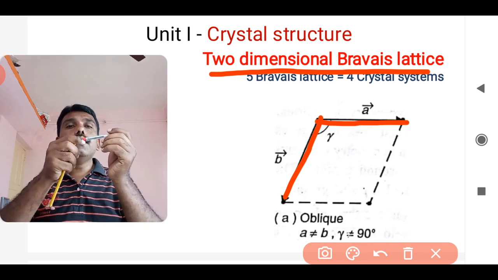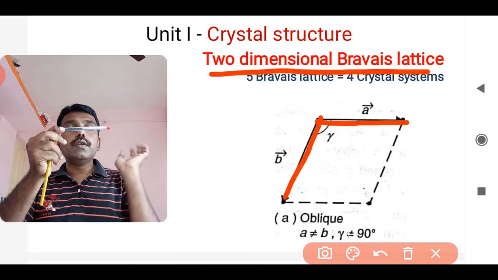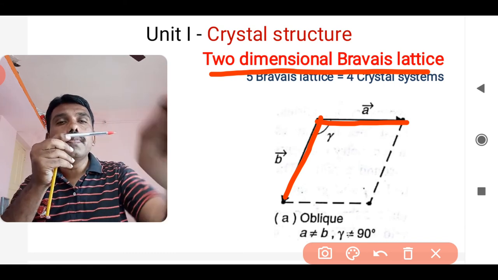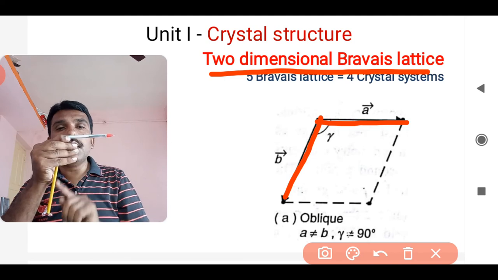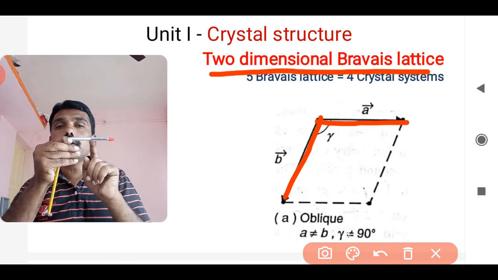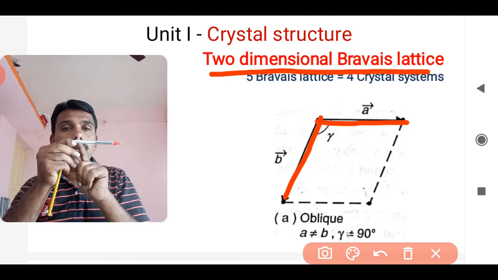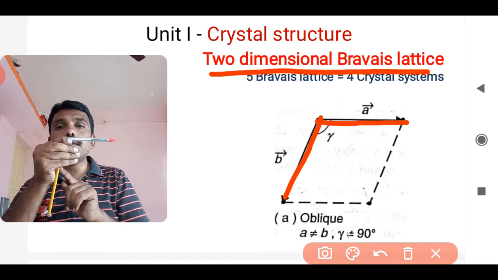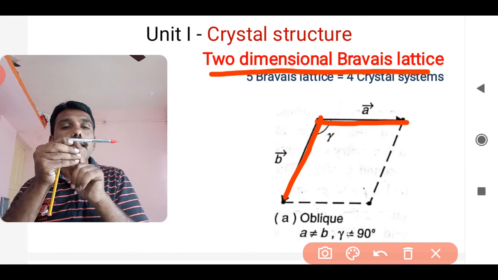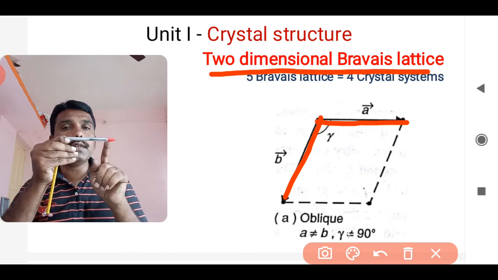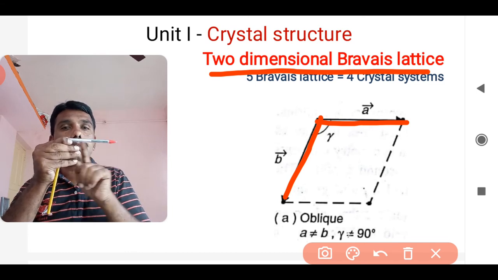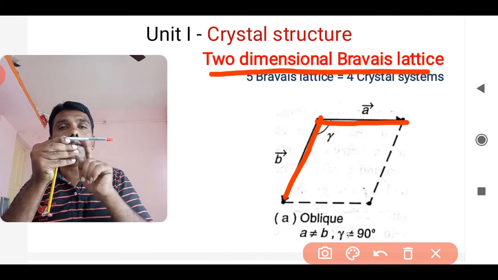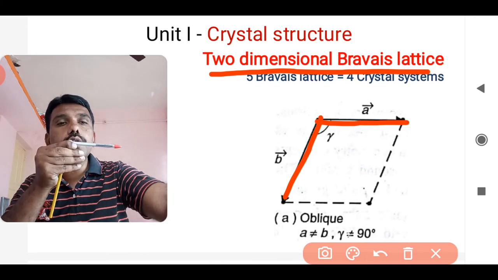If you look carefully, A is not equal to B in this case, and that is what is written. This is one vector and this is another vector. There are only two vectors because it is two-dimensional. Suppose along this is x and along this is y. So that's why two vectors are there. A vector is not equal to B vector: the length of A is different from the length of B, and that's why it is written A is not equal to B.